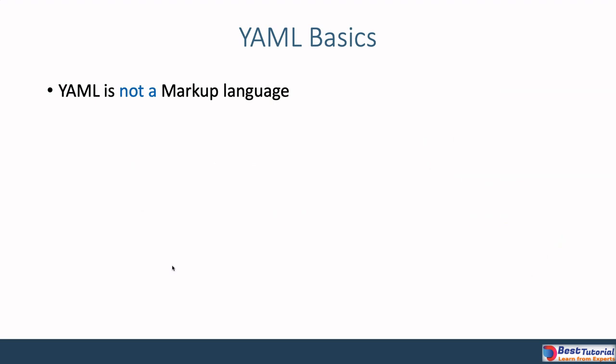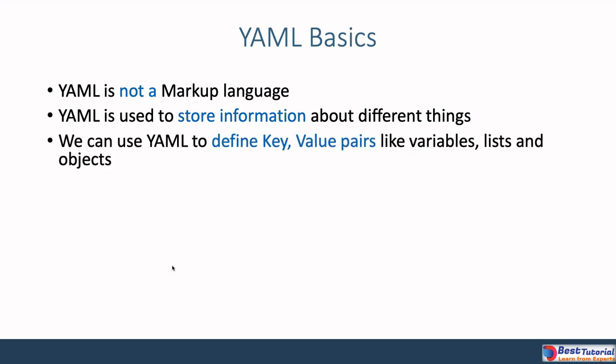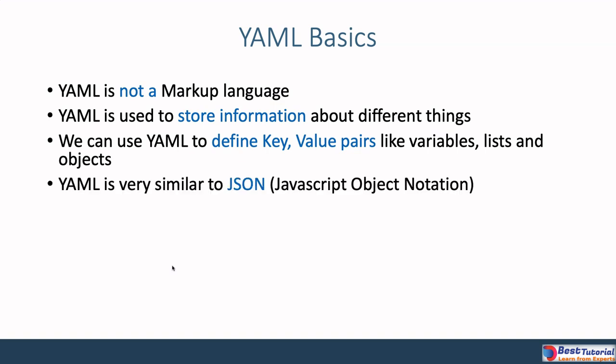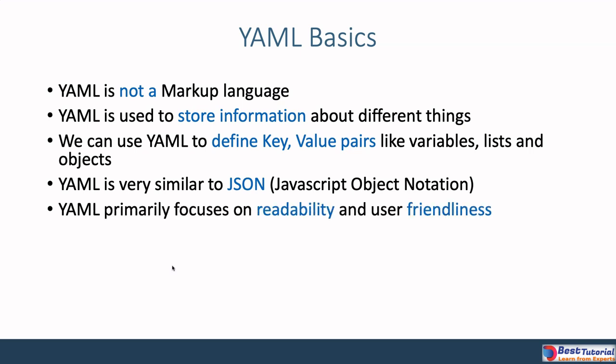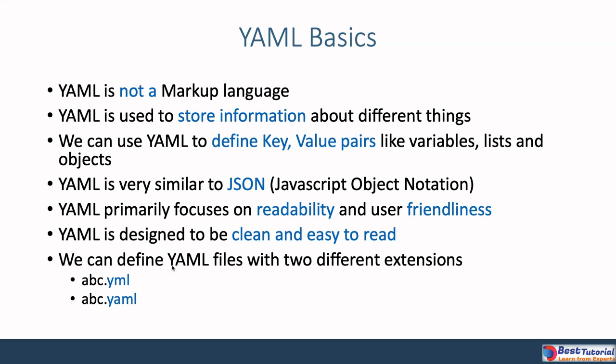So YAML is not a markup language. YAML is used to store information about different things. We can use YAML to define key value pairs like variables, lists, and objects. YAML is very similar to JSON, which is nothing but JavaScript Object Notation. YAML primarily focuses on readability and user friendliness. It is designed to be clean and easy to read. We can define YAML files with two different extensions, .yml or .yaml. Anything would work for us.